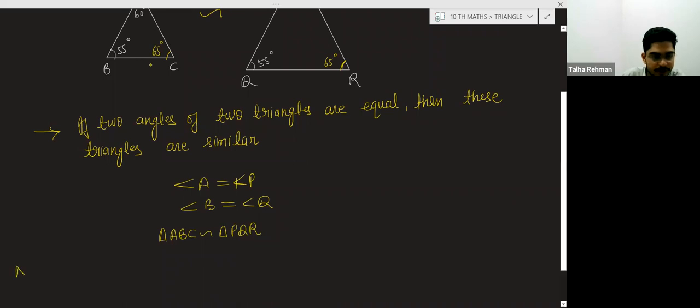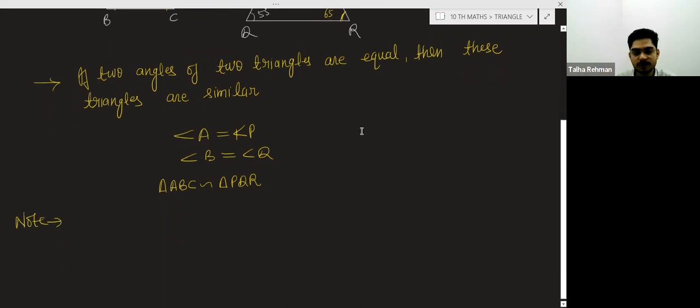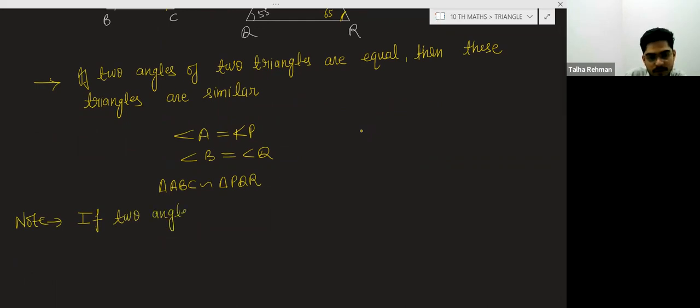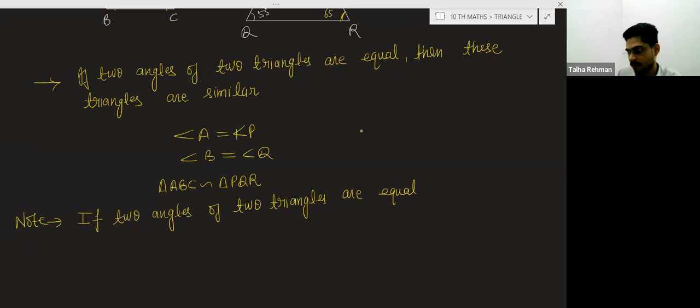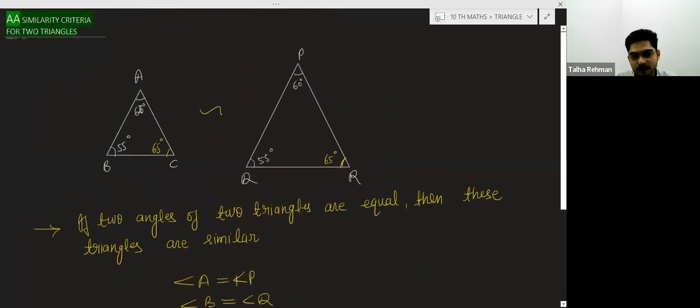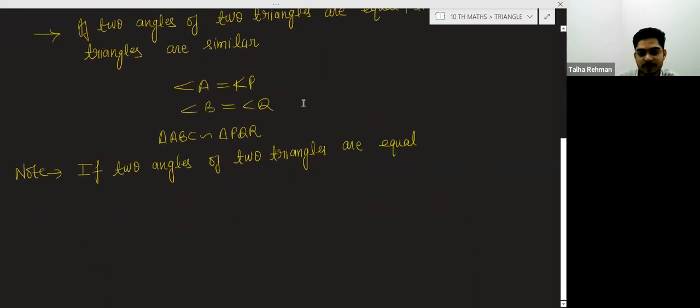So you can write here, if two angles of two triangles are equal, then automatically the third angle will also be equal. If two angles of two triangles are equal, see here, two angles, this angle and this angle, this angle and this angle, of this triangle and of this triangle are equal.